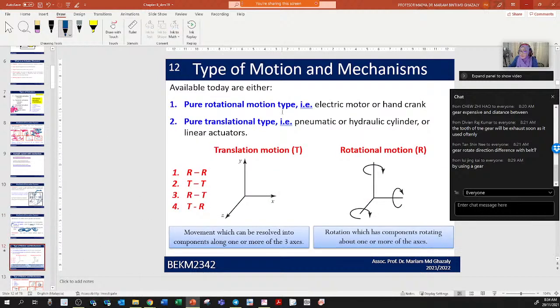What you need to know is that there are two types of pure motion. The first one is rotational motion.